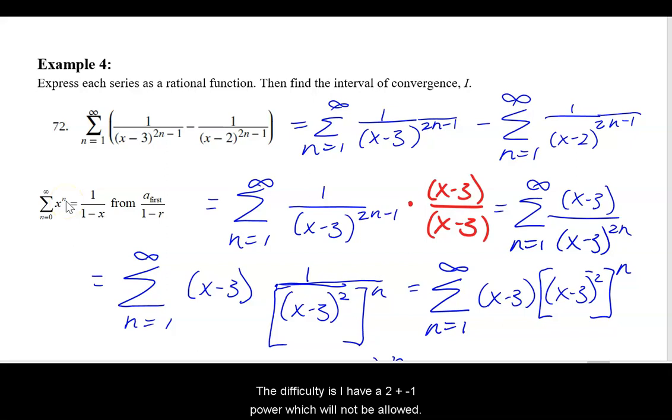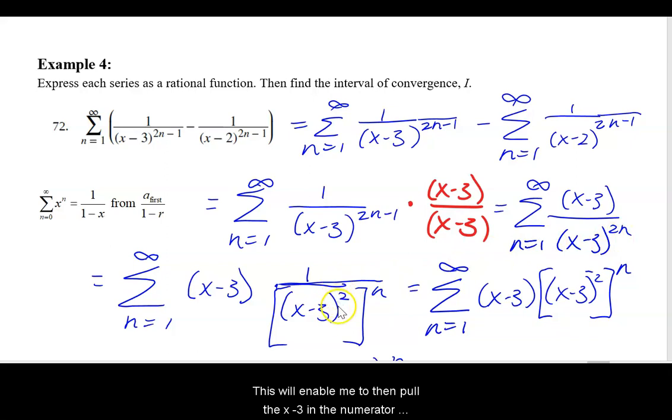The difficulty is I have a 2n minus 1 power, which will not be allowed. To get rid of the 2n minus 1 power, I need to multiply by another x minus 3 to lift the power from 2n minus 1 to 2n. I multiply by a unit fraction in the form of x minus 3 divided by itself. That will put x minus 3 in the numerator and change the power in the denominator to 2 times n.